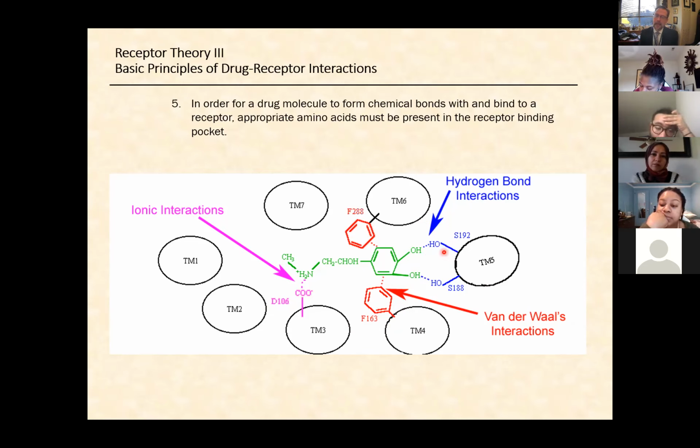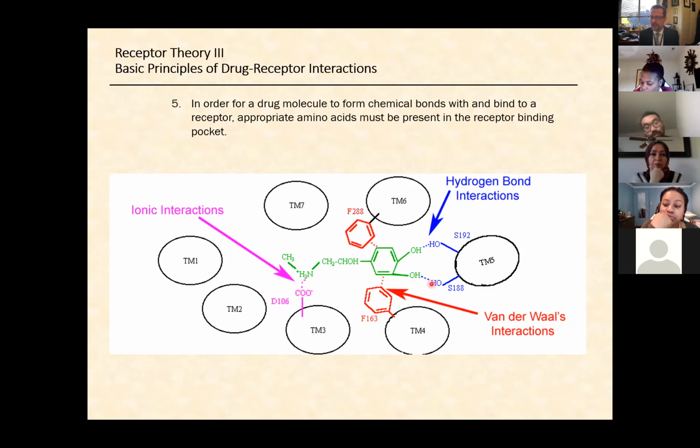Again, I won't ask you to know single amino acid abbreviations. You don't need to be able to recognize those. This is just an example here. Now, if you take a look here, in green, we have our drug molecule. This should look familiar because you've studied these before. This is a catecholamine, a substance that's actually released by the adrenal gland.